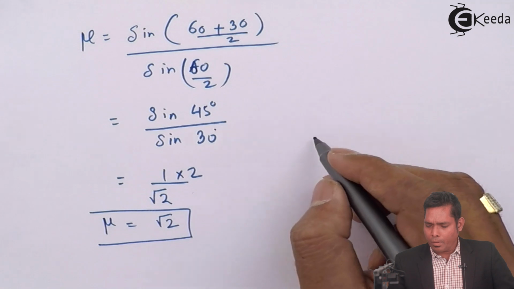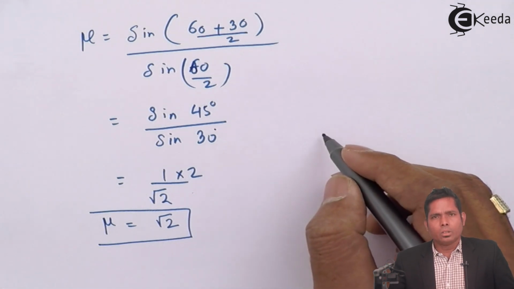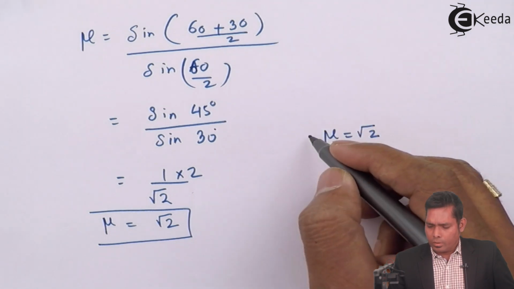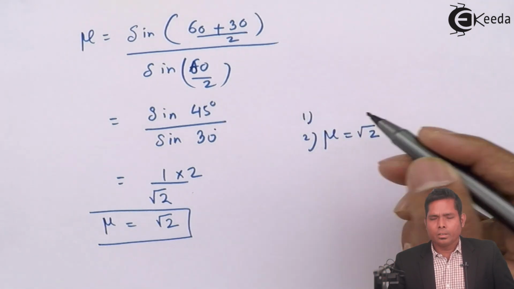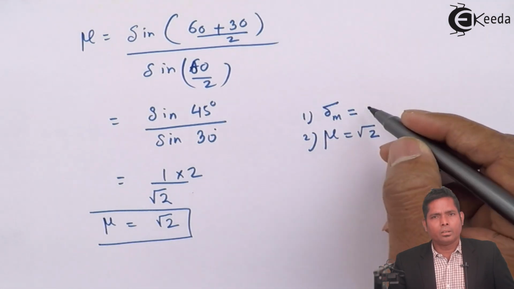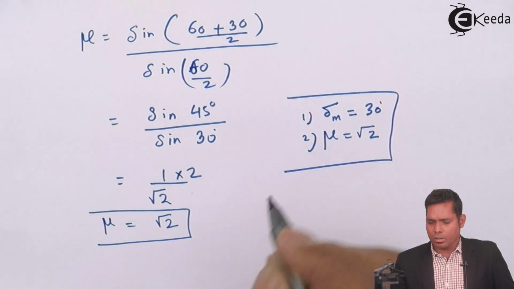So finally we have got two answers, that the refractive index comes out to be root 2. Second part. First part, the deviation angle, that comes out to be 30 degree. So these are the answers to this question.